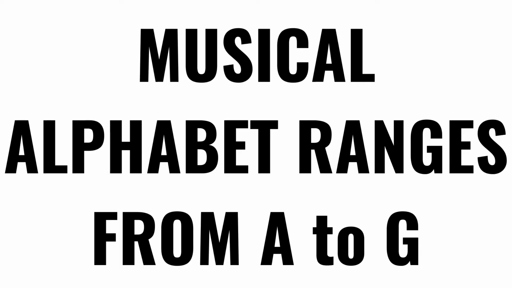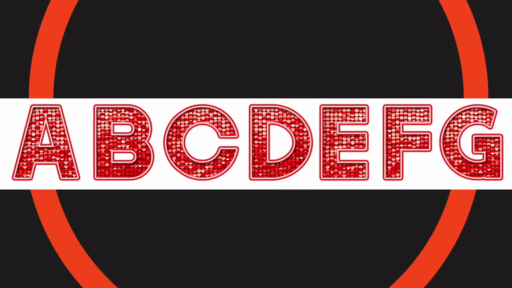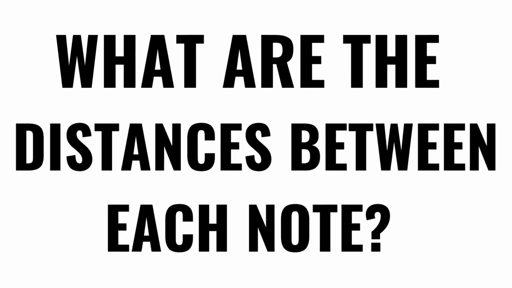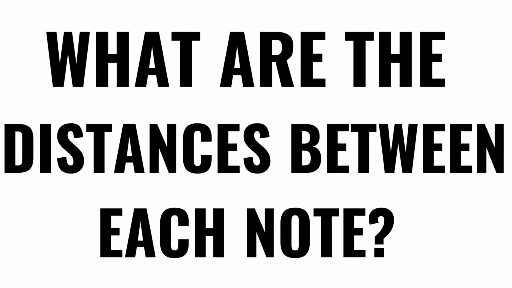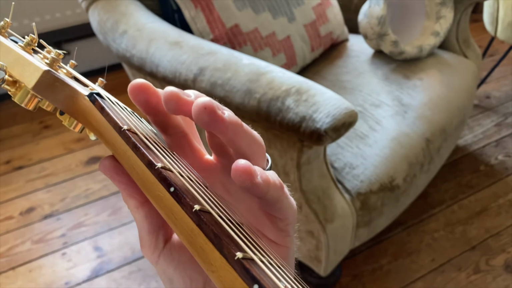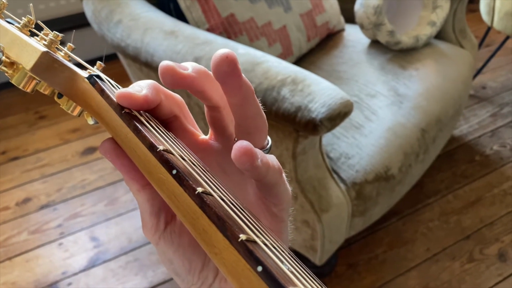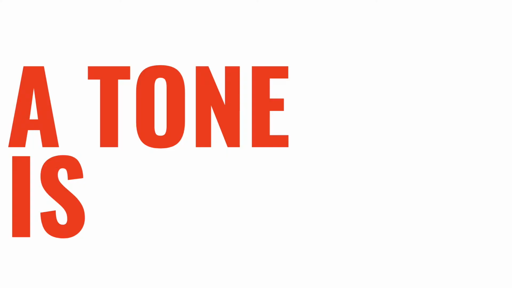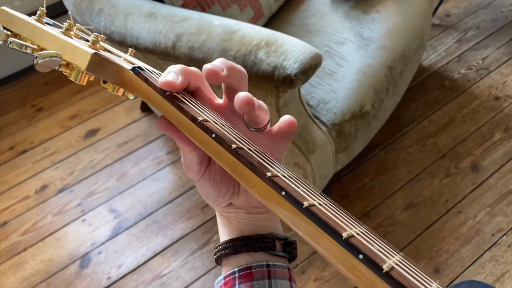The musical alphabet ranges from the notes A to G. A, B, C, D, E, F, G. Then it will go back to A and repeat. We need to understand the distances in frets from one natural note to another. A semitone is the distance measured on the guitar between 2 notes that are 1 fret apart. As an example, if you play an open E string and go up to the 1st fret, that is a semitone. A tone is where we have 2 notes that are 2 frets apart. For example, 1st fret to the 3rd fret.